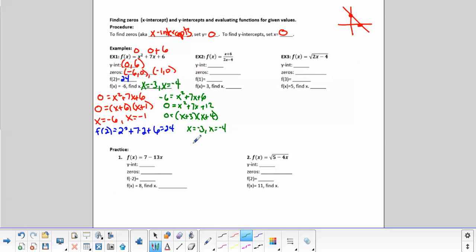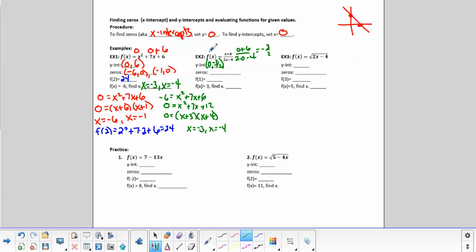Alright, example 2. To find my y-intercept, I'm going to make my x's 0. So 0 plus 6 over 2 times 0 minus 4. So these are both 0. I have 6 over negative 4, which simplifies to negative 3 over 2. So my y-intercept is (0, negative 3/2).